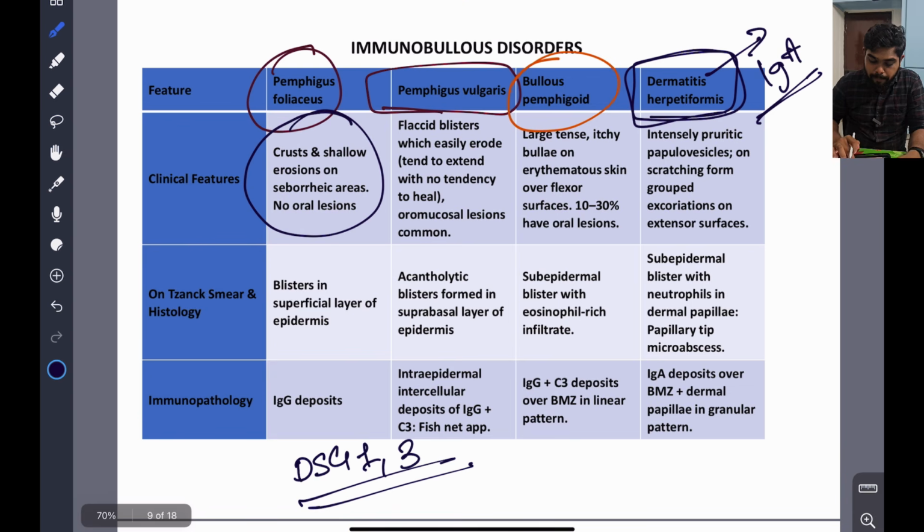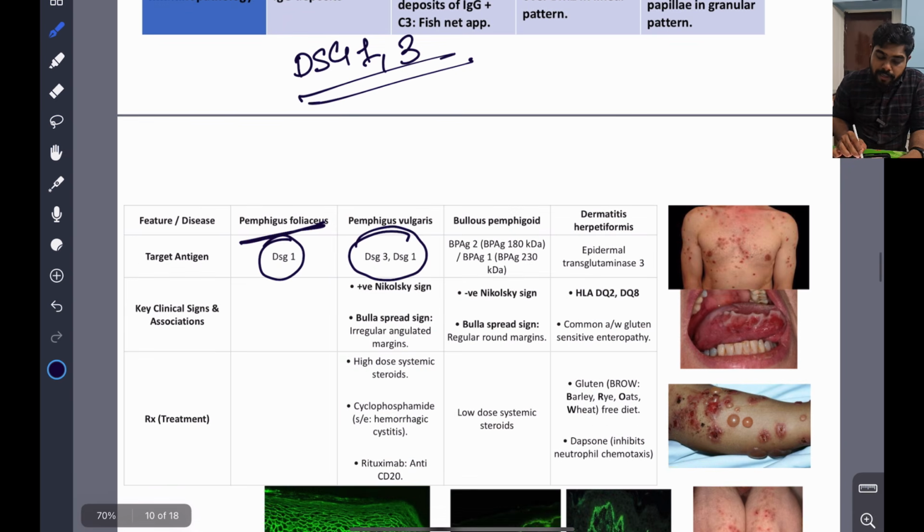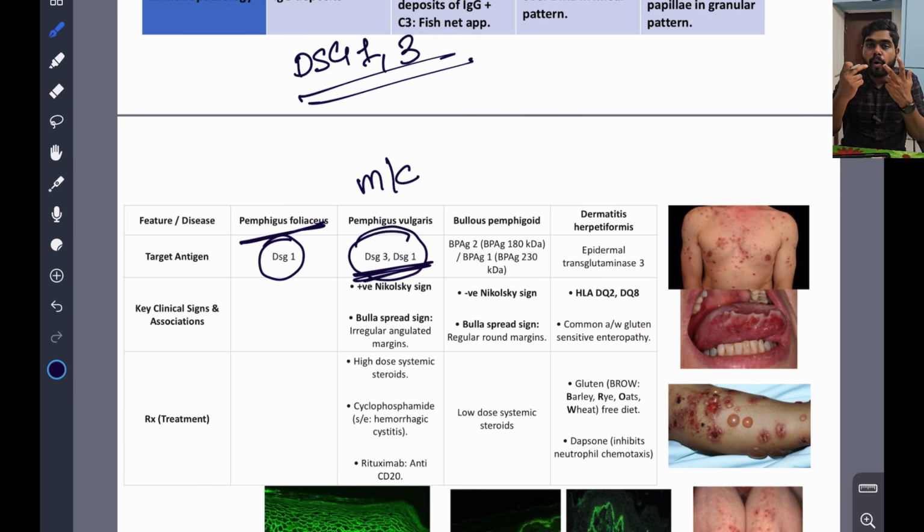Okay, so in pemphigus vulgaris, desmoglein 3 and 1 are the targets. Just for understanding, I'm not telling the concept. Please understand this: desmoglein 1 and 3, vulgaris means most common. So it will be most common, with oral lesions, skin lesions, everywhere. Okay, so desmoglein is the target.